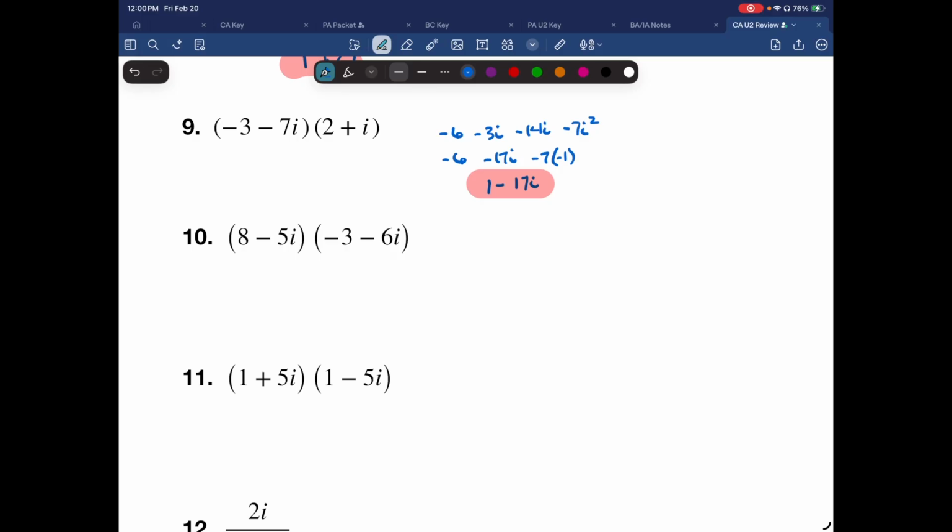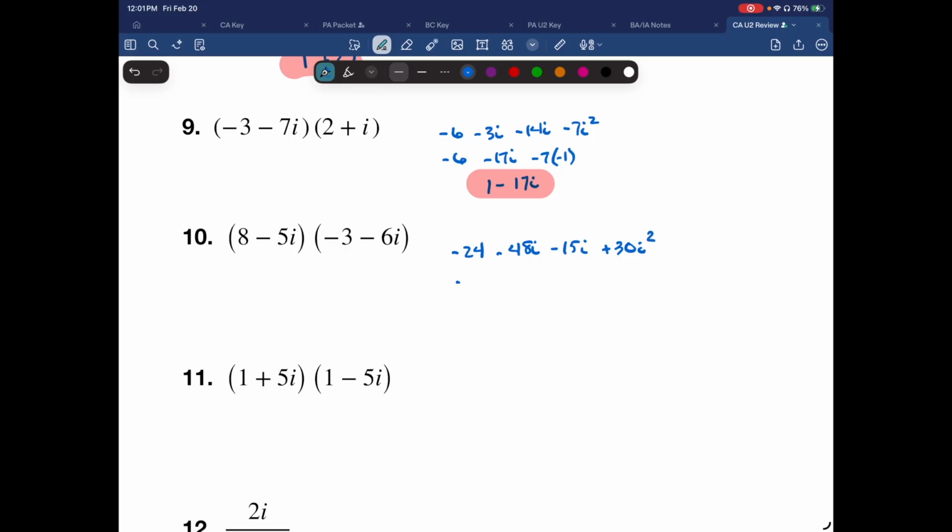Okay, so that's going to be 8 times negative 3, so that's going to be negative 24. 8 times negative 6i is going to be negative 48i. Negative 5i times negative 3 is going to be negative 15i. And then you got negative 5i times negative 6i, and that is going to be plus 30i squared.